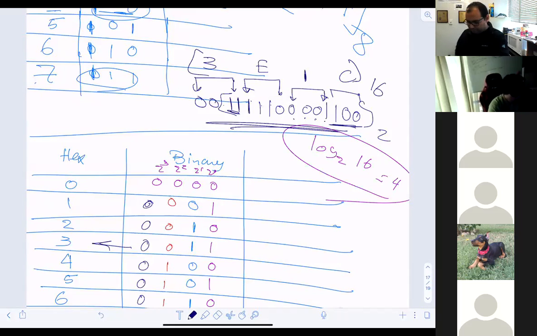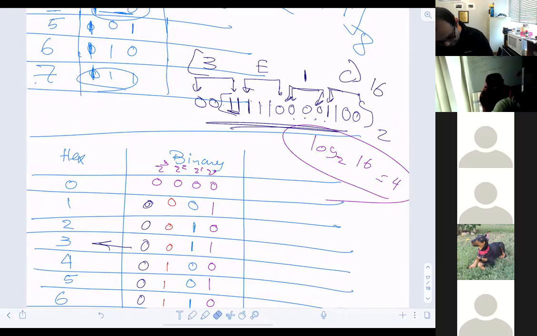Wait, Professor, isn't it supposed to be C0F? Wait, what number is this? I made a mistake. You are right. Where's the mistake? This one, the second one. Oh, got it. Good that somebody got the problem. Yes, I told you last time that I make mistakes.